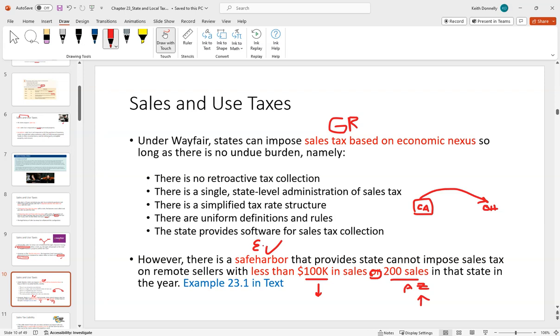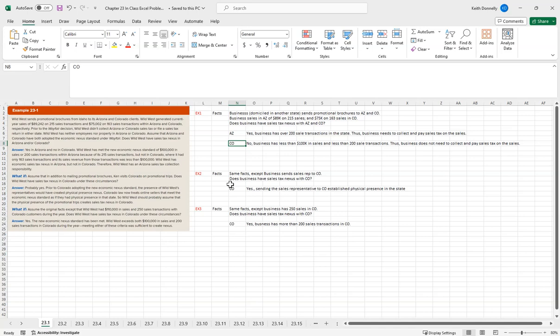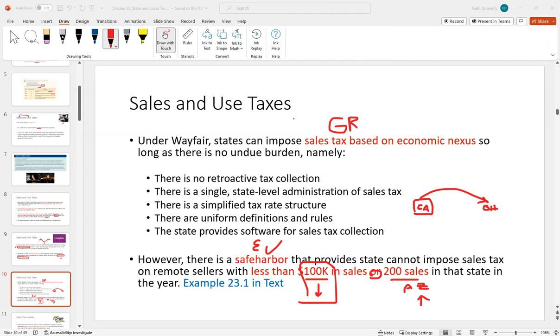They then change those facts if you look at that example. If you were looking at that state right there, Colorado, they then say, hey, if you send a sales rep in there, does that create nexus? Well, yeah, it does, because even though you have less than 100K in sales, you don't have nexus from the economic standard, but then you have the physical presence standard. So it's just another door that gets you in there.